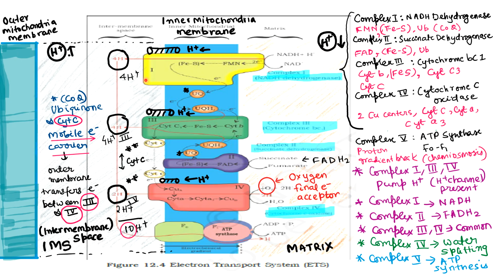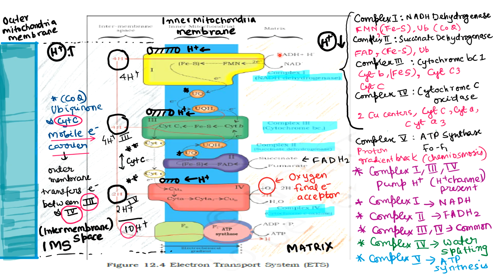Now the proteins of complexes 1, 3 and 4 are arranged in such a way that they have a proton channel in them. With the movement of the electrons, whatever energy is utilized as the excited redox centers become de-excited, that energy is utilized to pump the protons through the proton channels from the matrix towards the inner membrane space.